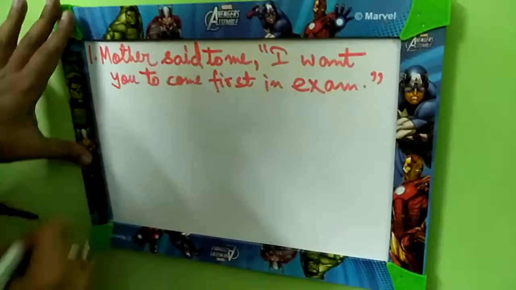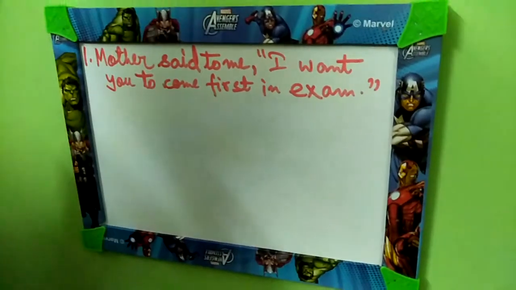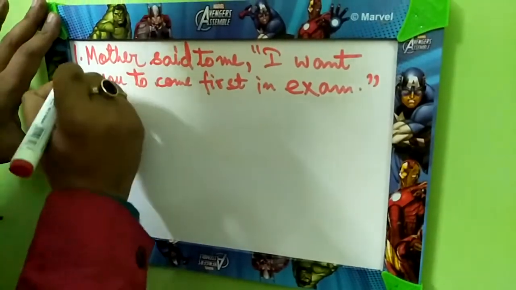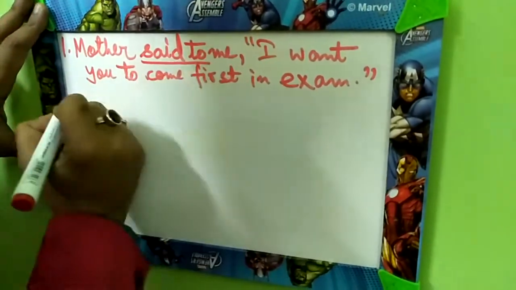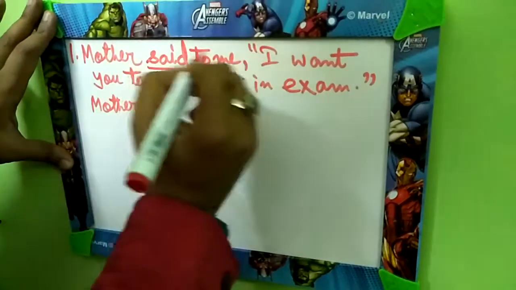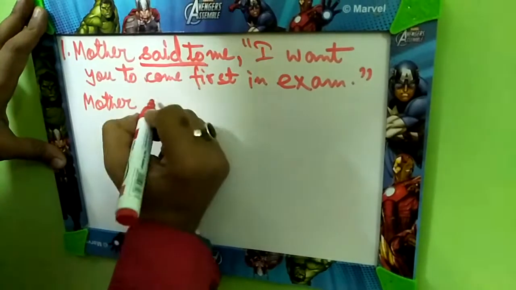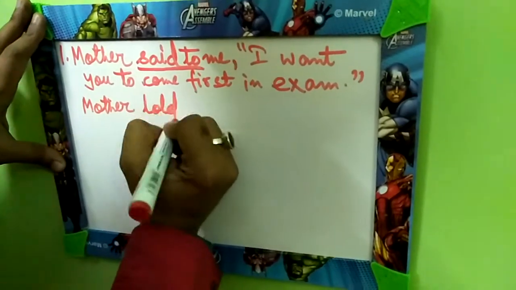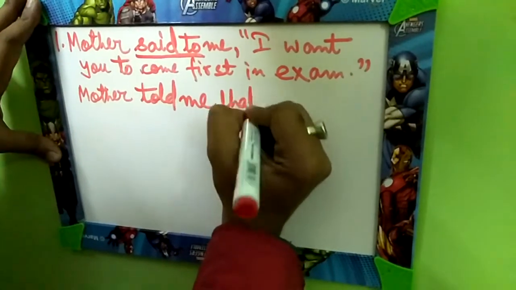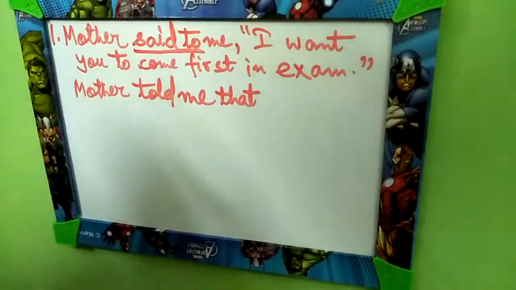Now, students have many confusions. So to remove the confusions, I'm teaching you a simple process for how to answer this. Mother said to me. So we begin the answer with mother, no change, mother said to. Said to becomes told. Then me. Remove the inverted commas and put that. After that, it's written I.